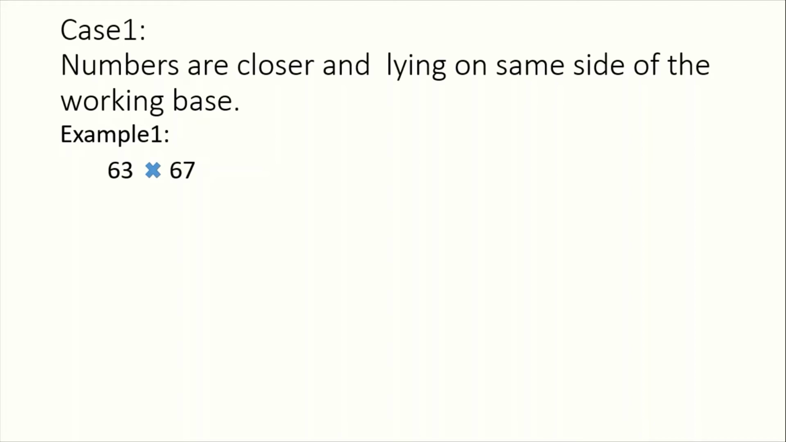These two numbers are closer to which number? 60. So I am considering 60 as the working base. 63 is 3 more than 60. 67 is 7 more than 60. What is the next step? We have to either add 7 to 63 or 3 to 67 for the first compartment. For the second compartment, we are multiplying 7 and 3.